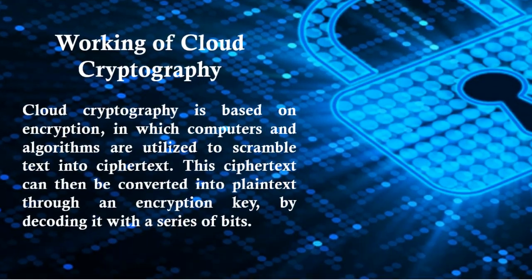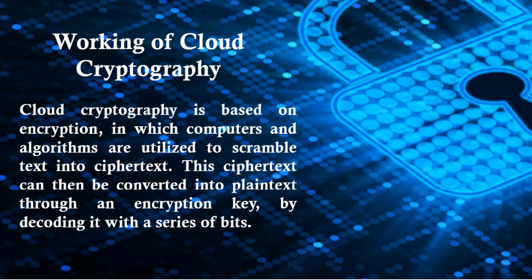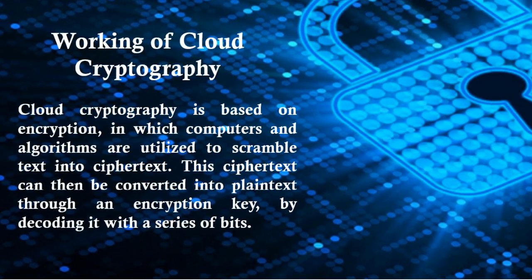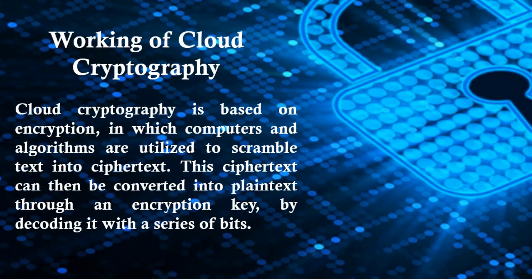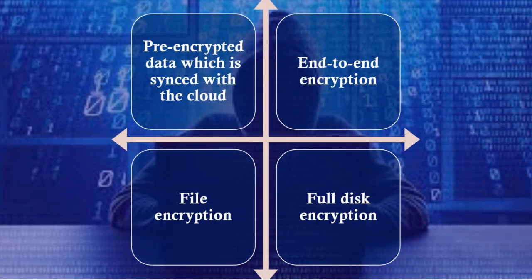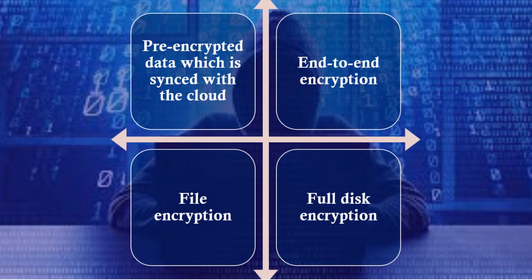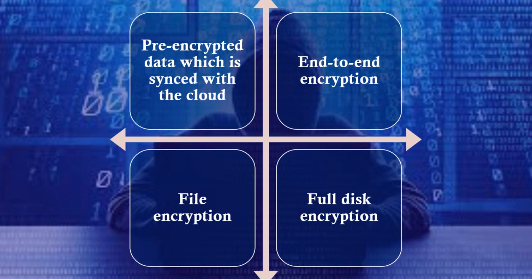Cloud cryptography is based on encryption, in which computers and algorithms are utilized to scramble text into ciphertext. This ciphertext can then be converted into plain text through an encryption key by decoding it with a series of bits. The encryption of data can take place in one of the following ways. First one is pre-encrypted data, which is synced with the cloud. There is software accessible to pre-encrypt it before information gets to the cloud, making it impossible to read for anyone who tries to hack it.